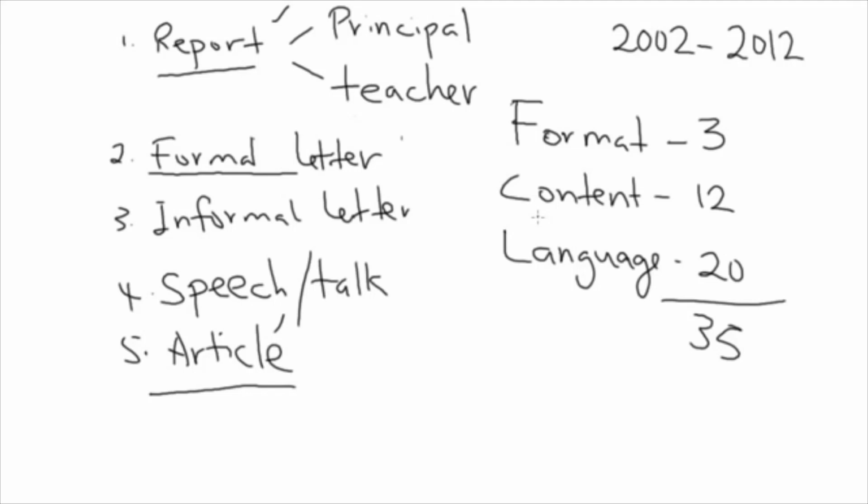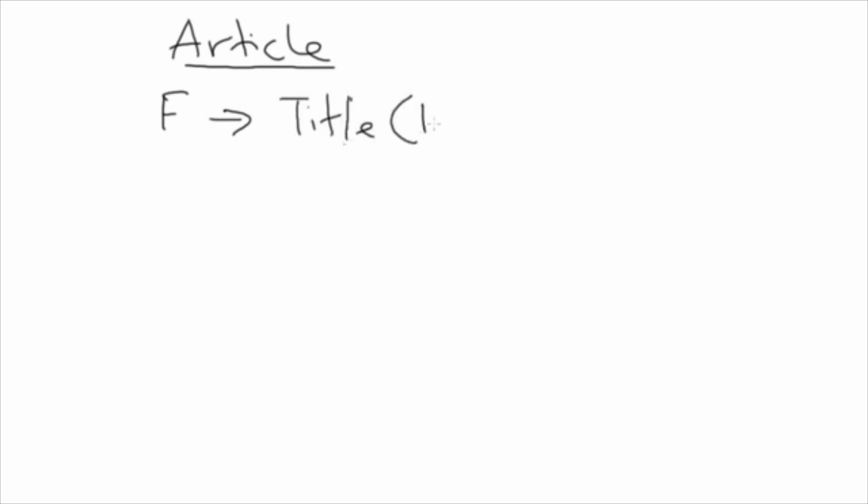So, only language that we are very, very particular, very strict with language. Content wise, even in broken English, we still award you the maximum mark. Okay, we go back to article, which I think might come out this year. What is the format for an article? The format, all you need to write is the title, give a title, that will be 1 mark.